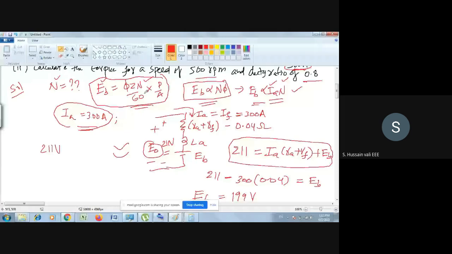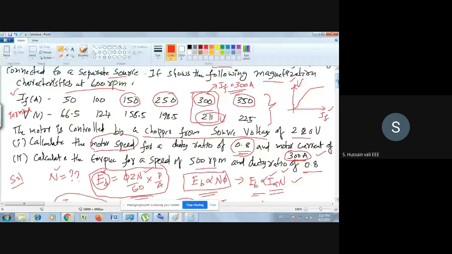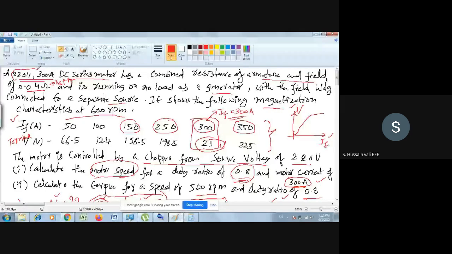What we know: EB we know, then IA we know, and the remaining things we don't know. So anyhow we'll put this data here. Then we go to see the question once again. What is the question? He has given the rated values. The rated values are 220 volts, 300 ampere. So this rated value he has given.